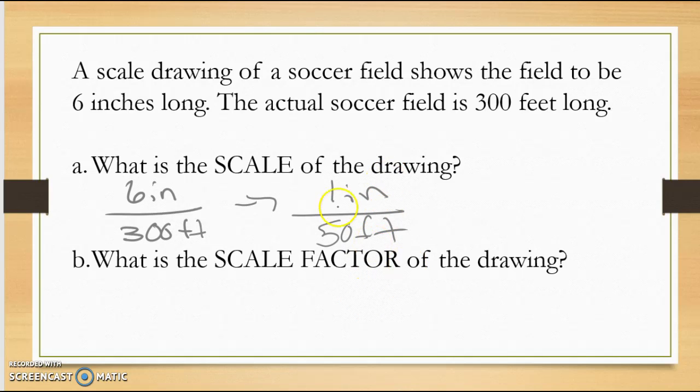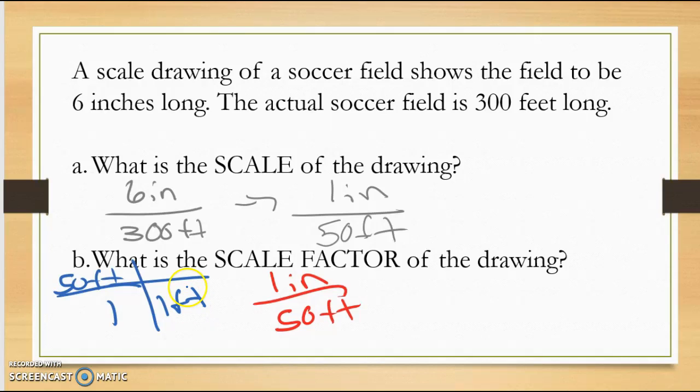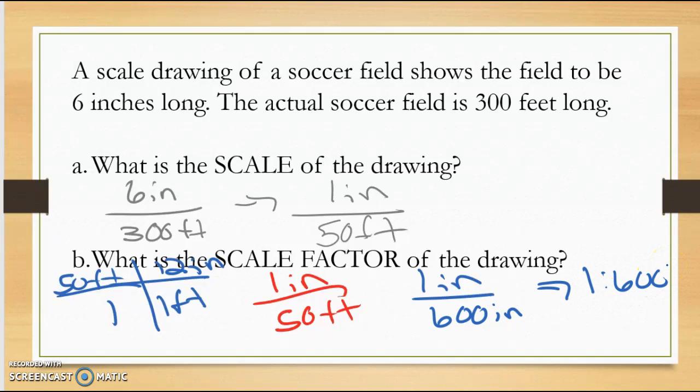Now to find my scale factor, I need to make sure that I don't have these labels. So I need to get them both to be the same label. So I'm going to keep my 1 inch on top, but I need to turn this 50 feet into inches. So I'm going to show the conversion over here. I have 50 feet over 1, then 1 foot is 12 inches. So then if I multiply across, 50 times 12 is going to give me 600 inches. So I would need to change this to 1 inch over 600 inches, which would not reduce down at all, but I would have a scale factor of 1 to 600. So that's how we find the scale factor.